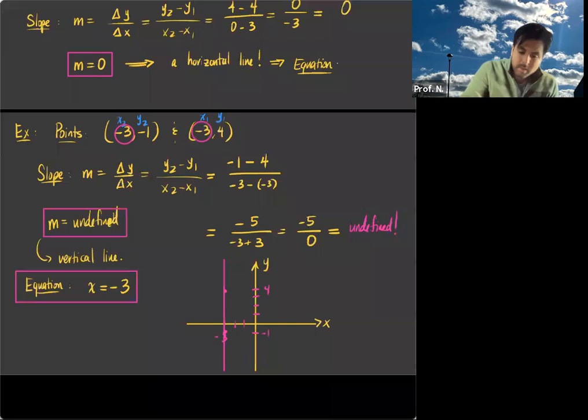Vertical line. But the question is, what is the equation of the vertical line? Well, the equation of the vertical line is exactly the x value for each of these points. The x value for any point on this vertical line will always be x equals -3. And therefore, the equation will be x equals -3. So graphing it helps just to give you that kind of visualization.